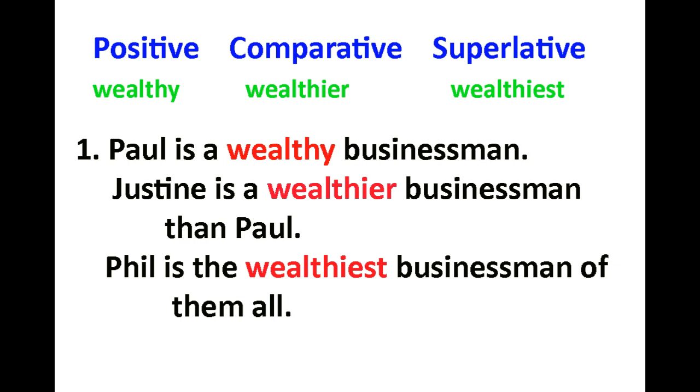Again, for 2-syllable adjectives like wealthy, er is added, but we need to change the ending letter y first to i before we add er. Let's read the second sentence now. Justin is a wealthier businessman than Paul. And the last sentence, Phil is the wealthiest businessman of them all.